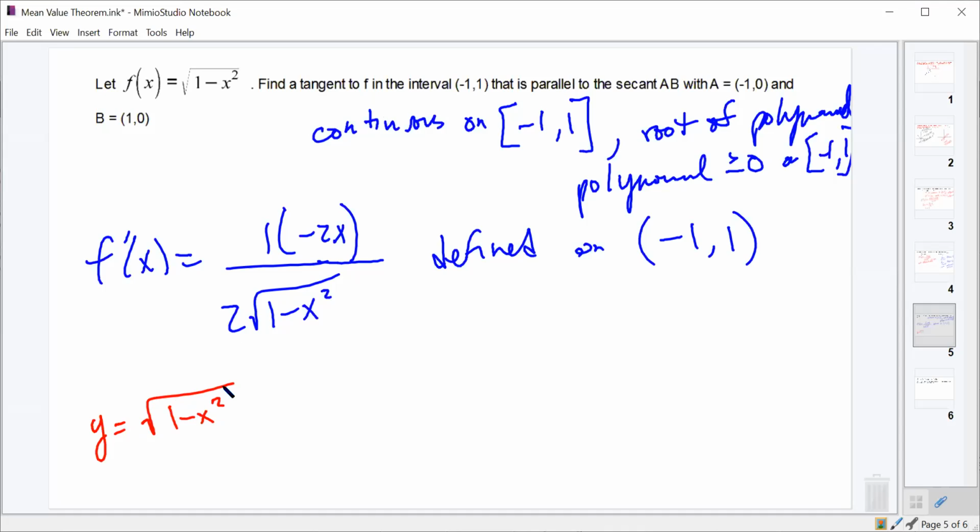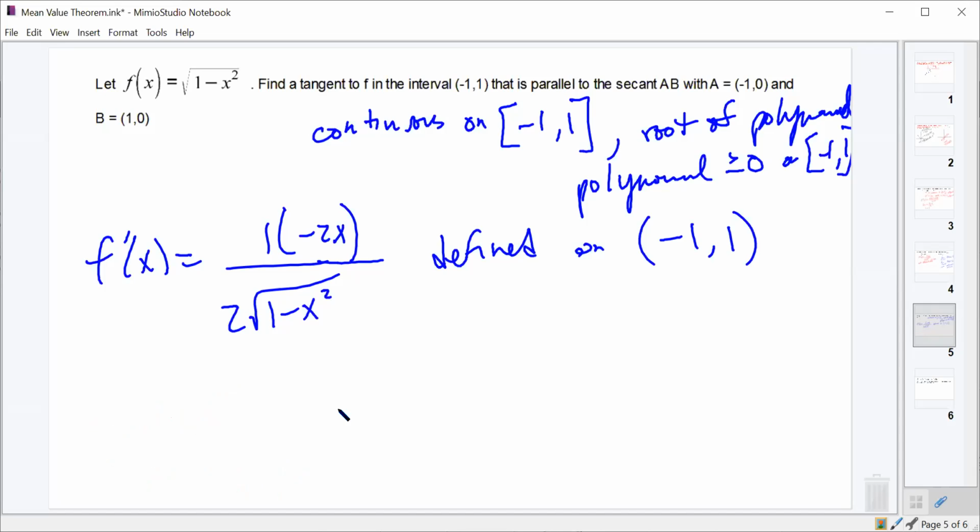y equals the square root of 1 minus x squared. Square both sides. What does this graph look like? An ellipse? No. Half of a parabola on its side? No, a circle. It's half of a circle, right? The positive square root of 1 minus x squared is the upper half of a circle with a radius of 1 centered at the origin, and the negative square root would be the lower half. So we should know that this looks like a semicircle, right?